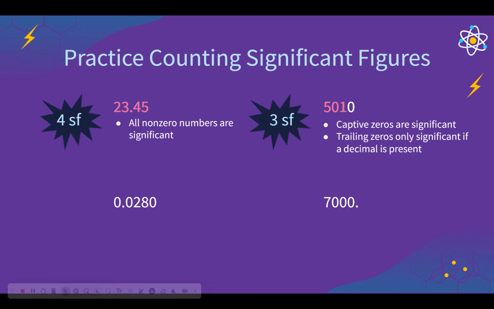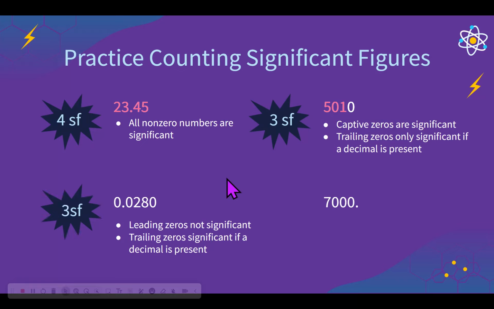Let's look at 0.0280. Again, we've got 2 kinds of zeros. We have a leading 0, which is never significant, and then we have a trailing 0, and that trailing 0 is in a number that has a decimal in it, so the trailing 0 counts as significant. So this number has 3 sig figs.